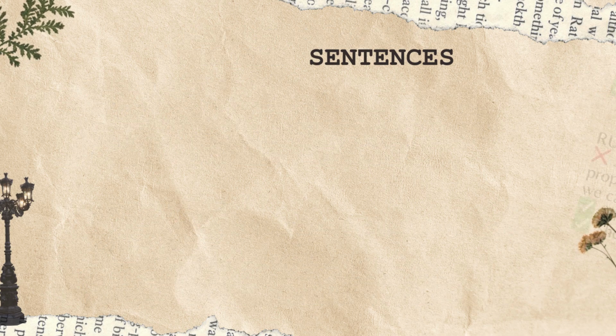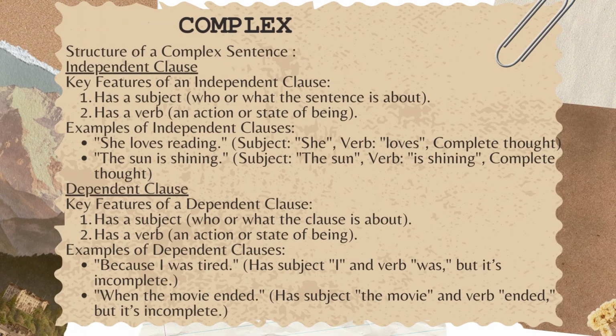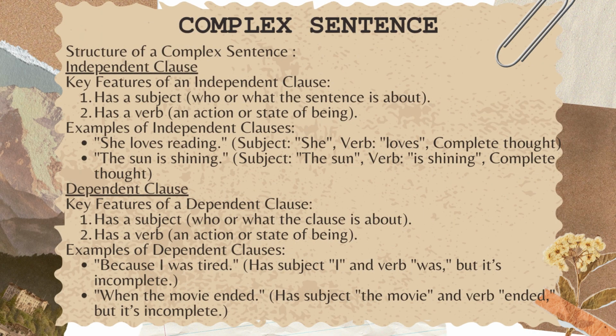Correct. Next, the third material of this video is complex sentence. Structure of a complex sentence. Independent clause. Key features of an independent clause: has a subject, who or what the sentence is about; has a verb, an action or state of being.